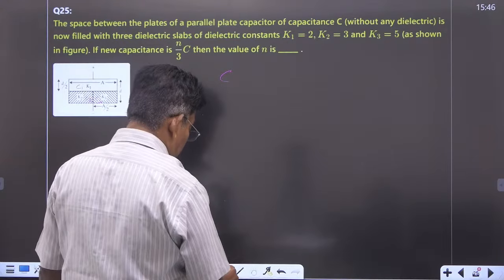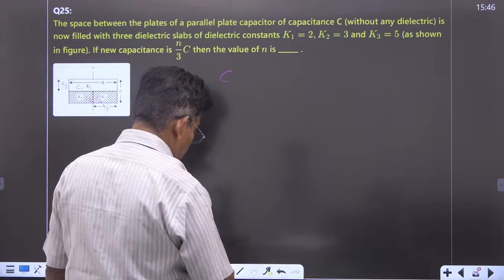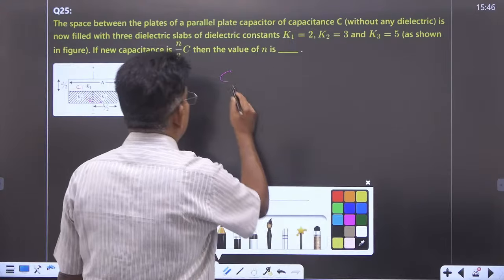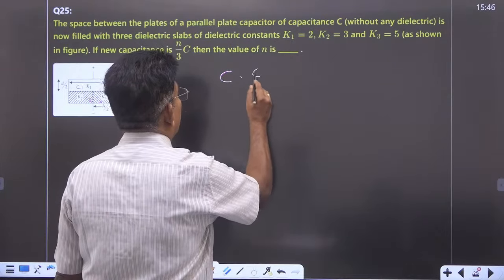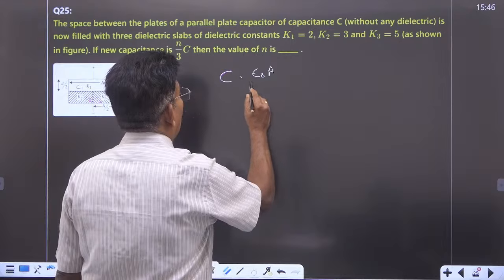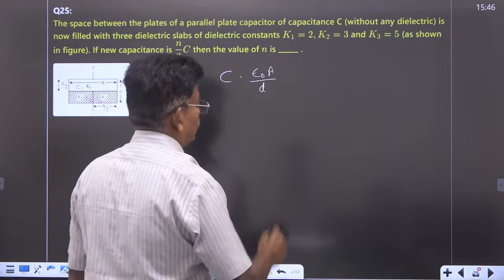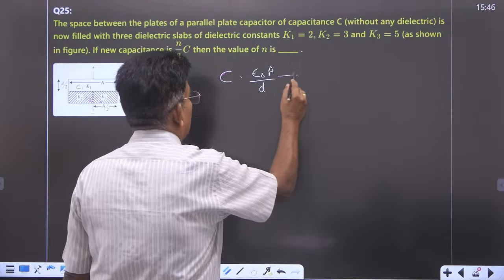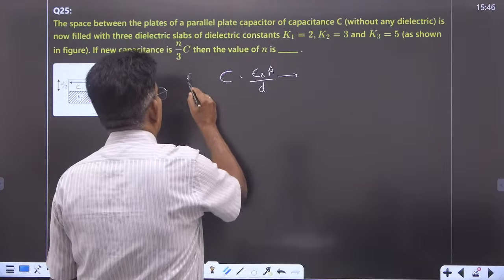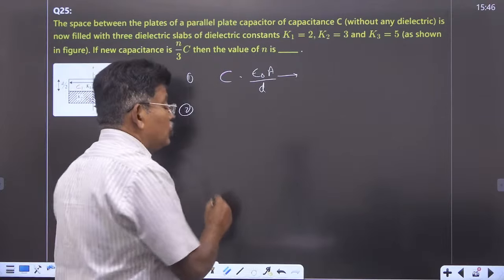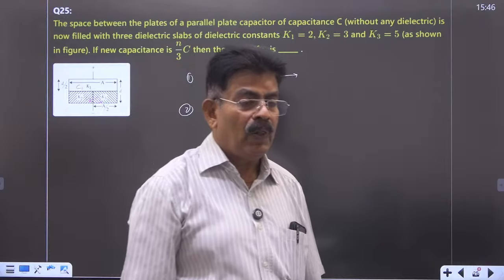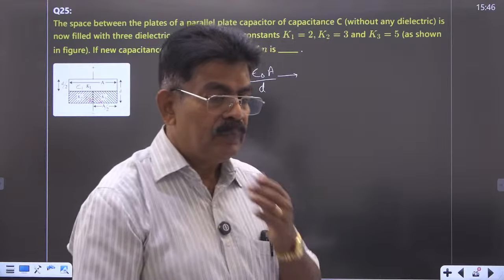Capacitance was C. And what was the expression for the capacitance C? Epsilon 0 A by D. Okay. That is point number 1. Now, point number 2.